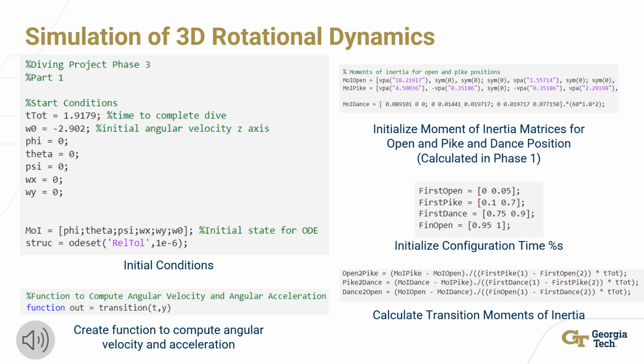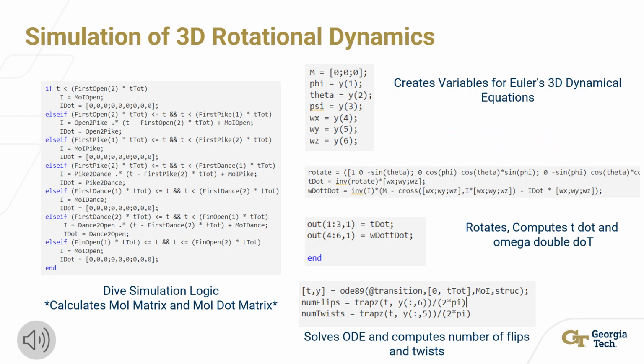Next, we will calculate the transition moments of inertia. We will calculate those matrices with the equations in MATLAB. The next thing we'll do is create our dive simulation logic, which computes our moment of inertia matrix and our moment of inertia dot matrix for each moment in time. After that, we'll create our variables for Euler's 3D dynamical equations. And next, we'll create our rotations and compute t dot and omega double dot. And then finally, we will solve our ODE and compute the number of flips and the number of twists.